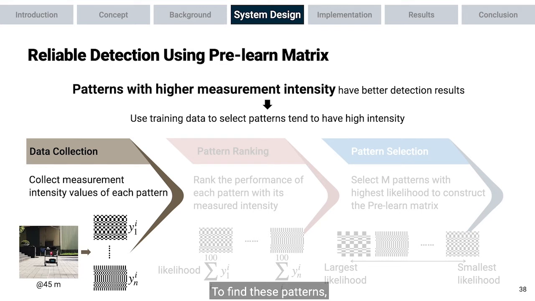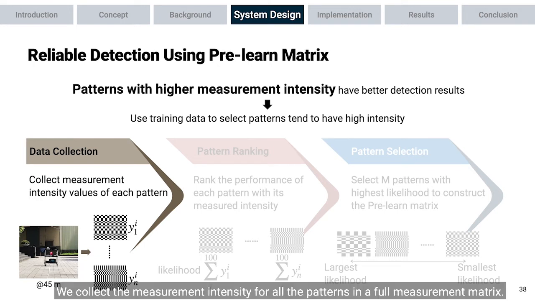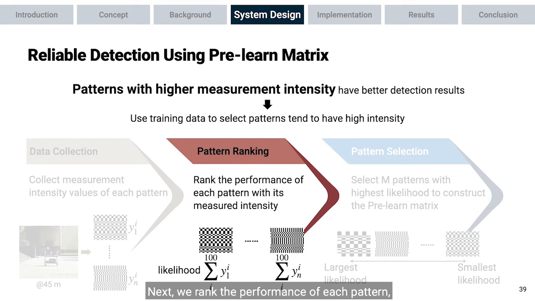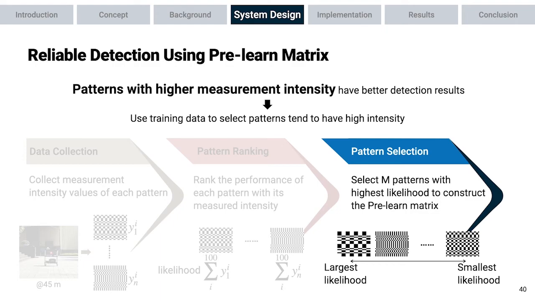To find these patterns, we propose an algorithm to pre-learn the matrix. First, the training dataset is collected in an outdoor scenario at 45 meters with one transmitter. We collect the measured intensity for all the patterns in the measurement matrix. Next, we rank the performance of each pattern by sorting its measured intensity as a likelihood to have high values. Finally, the M patterns with the highest likelihood are chosen to construct the pre-learned matrix.